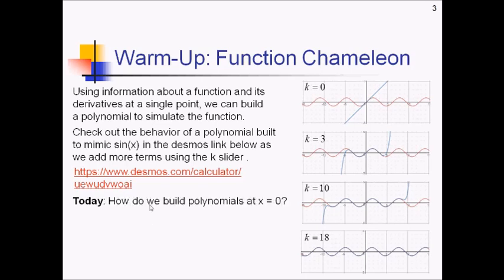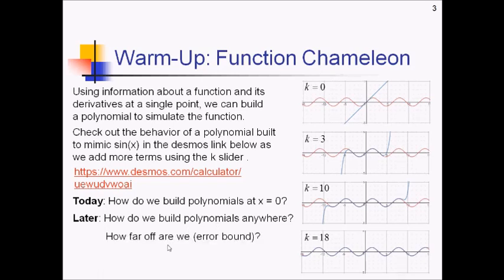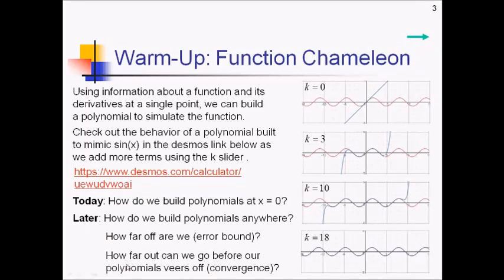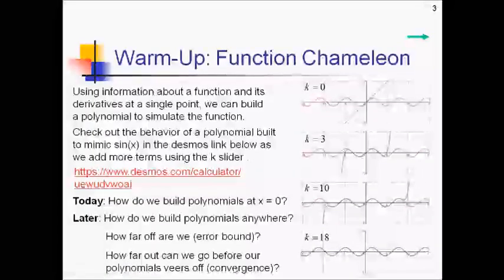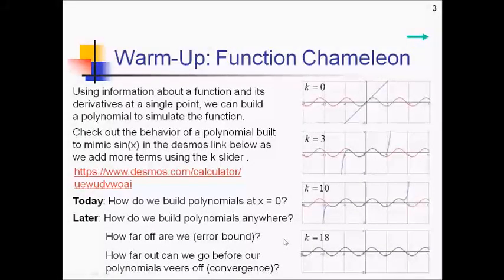Today, we're going to be figuring out how to build polynomials like this, just centered at x equals 0. Later on, we'll address the question of how can we build polynomials centered anywhere. And we'll also ask, if we're trying to approximate with one of these, how far off is our approximation? What's the error bound? And then finally, because these are polynomials and they veer off at some point, how far out can we go before our polynomial veers off into space? What is the interval of convergence?